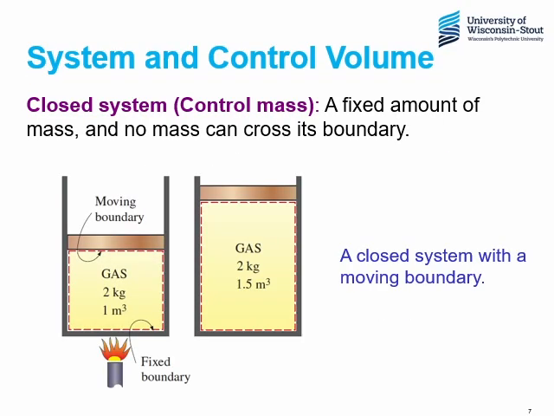A closed system is a fixed amount of mass with no mass crossing the boundary. Imagine a sealed balloon or a piston-cylinder device. Energy can move in or out, including heat and work, but the mass inside stays constant. We use closed systems for basic thermodynamics analysis.